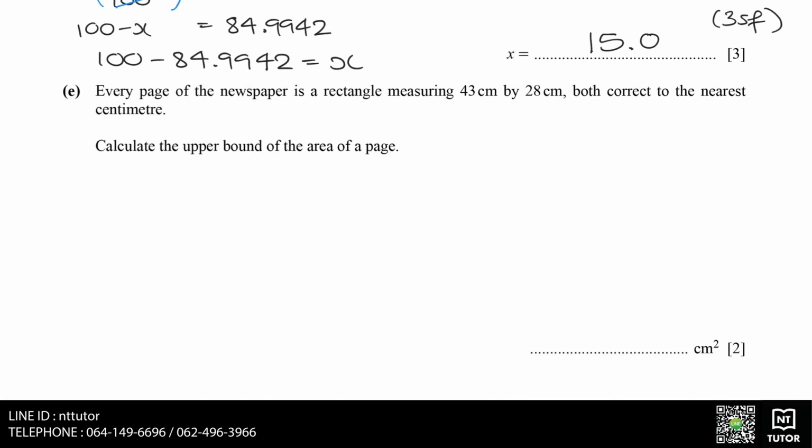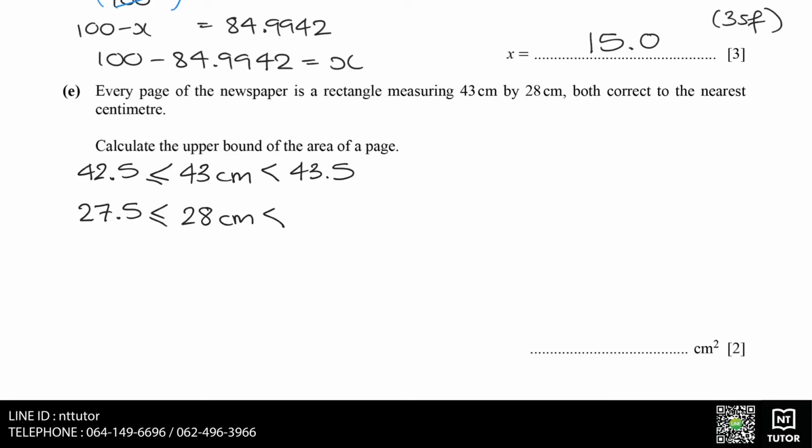E. Every page of the newspaper is a rectangle measuring 43 centimeters by 28 centimeters. Both correct to the nearest centimeter. Calculate the upper bound of the area of the page. For 43 centimeters, correct to the nearest centimeter, the value could vary from 42.5 to 43.5. For 28 centimeters, correct to the nearest centimeter, the value could vary from 27.5 to 28.5.